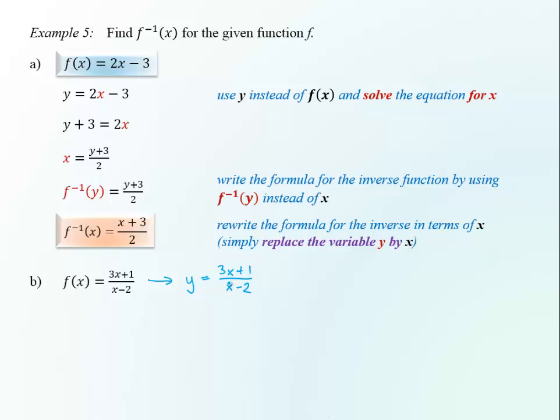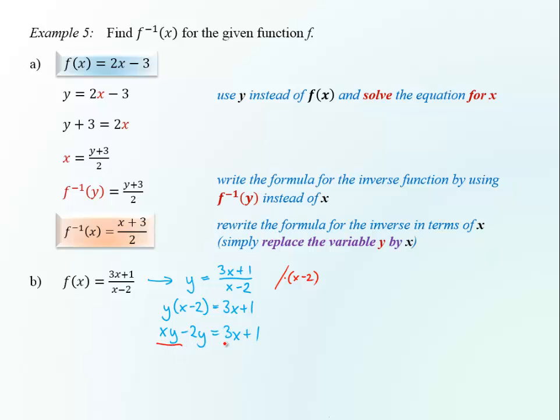What we need to do is to bring x's to the numerator. So the first step that I would suggest is to multiply the whole expression by its denominator. That will give us y times (x minus 2) equals 3x plus 1. Then, since we want to solve for x, open the bracket, multiply through, so it's xy minus 2y.